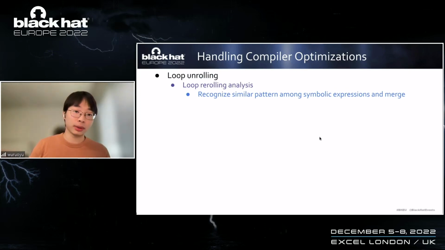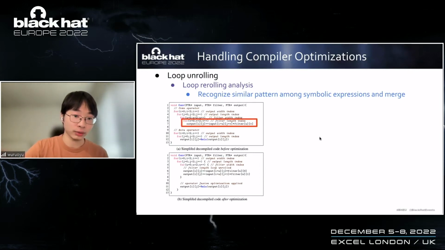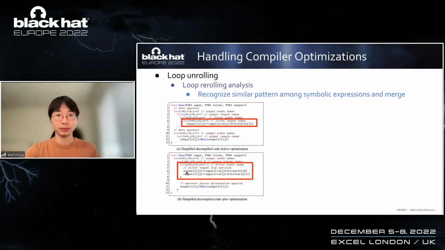In case of loop unrolling, for instance, it unrolls the loop with induction variable v, and this loop just disappears, and it results in two different updates. So this loop has been unrolled. In order to handle this, we develop a loop rerolling technique, which reverses the compiler's optimization that unrolls the loop.